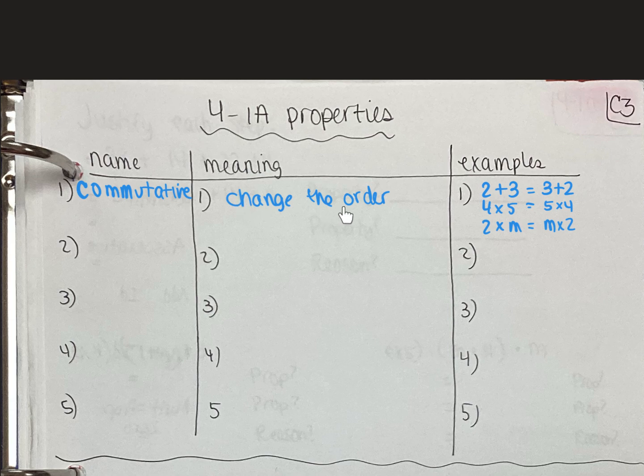Commutative property, you can change the order. Whoever is first can now be second. Whoever is second can now be first. There is no commutative property of subtraction because 12 minus 10 does not equal the same as 10 minus 12. So we can only have commutative property of adding or multiplying, but not subtracting.